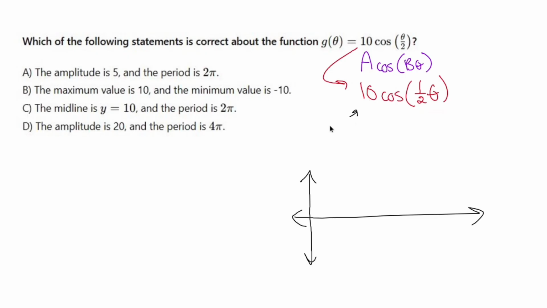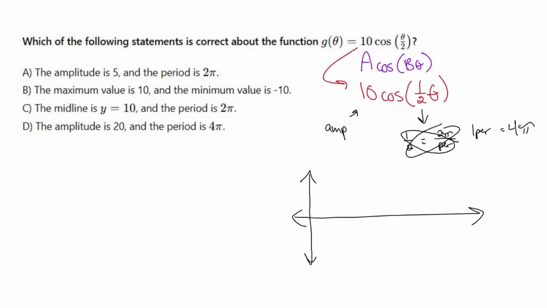My amplitude is 10. That 1/2 that lives in front of theta is going to be equal to 2 pi over whatever my period is. So if I cross multiply, one period is going to equal 4 pi. So now I have enough information to say, all right, it's a regular cosine. I'm going to draw out a regular cosine.